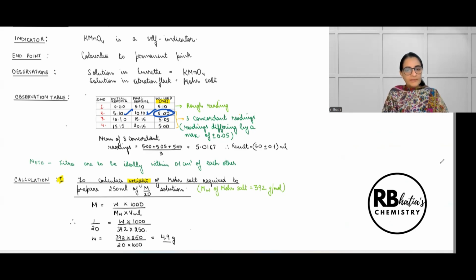And remember, the first reading can be a rough reading. The next 3 readings should be concordant. What is the meaning of concordant readings? Readings that differ by a maximum of plus minus 0.05. So these 3 readings will be considered good readings if they differ by only plus minus 0.05. Either they are the same or they differ by plus minus 0.05. The first reading is a rough reading.